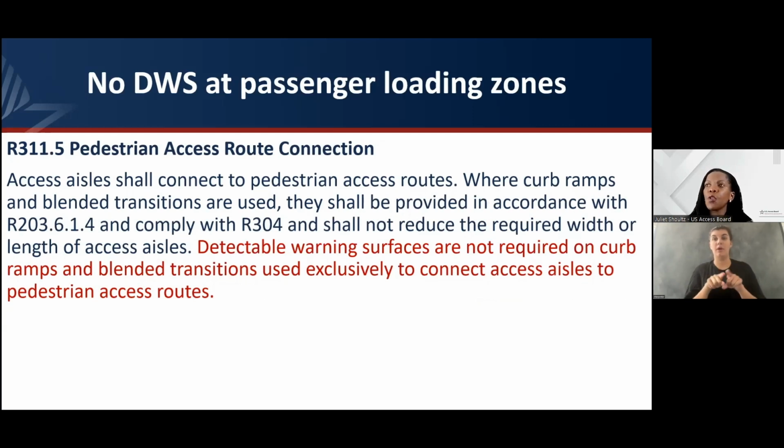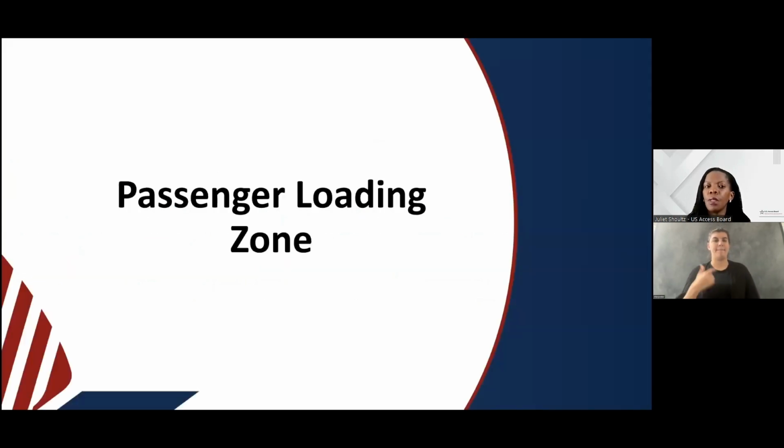This requirement also applies at passenger loading zones. So detectable warning surfaces are not required on curb ramps and blended transitions that are used exclusively to connect access aisles to pedestrian access routes. We'll continue on with passenger loading zone requirements that have changed in the final rule.